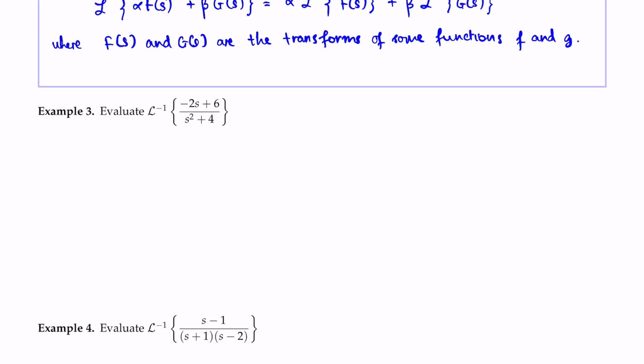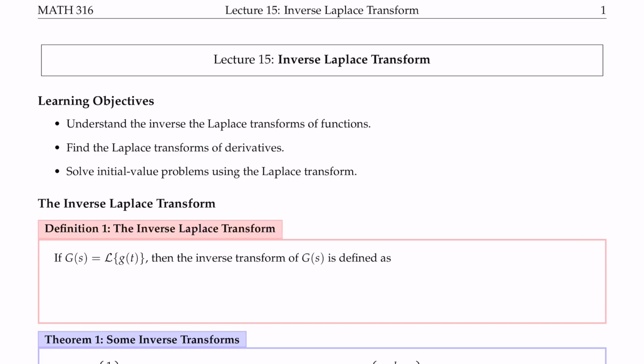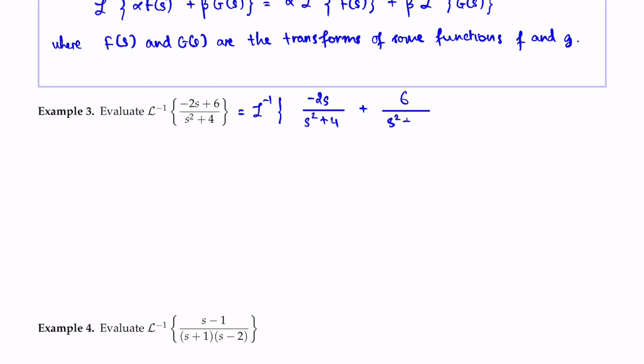So first things first, what you can do is write the inverse Laplace transform of negative 2s over s squared plus 4 plus 6 over s squared plus 4. And you can turn this into 2 inverse Laplace transforms. So negative 2 times the inverse Laplace transform of s over s squared plus 4, plus 6 times the inverse Laplace transform of 1 over s squared plus 4.